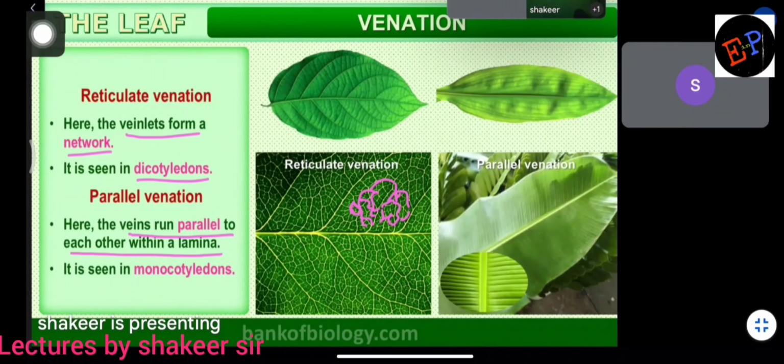Are you able to understand? So if you can find this type of venation, then we can call it parallel venation. So the best example is the banana leaf. You should have seen a banana leaf. So veins are present in a regular fashion, running parallel to each other. So there is no concept of network of veins. Are you able to understand? So this is called parallel venation. And parallel venation you can find in monocotyledons only. Are you able to understand? So in dicotyledons you will find reticulate venation, and in monocotyledons you will find parallel venation. So this is how you have to remember.